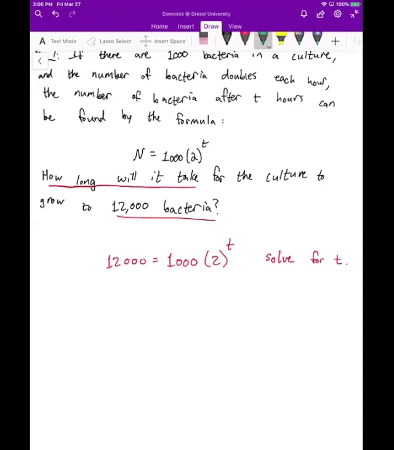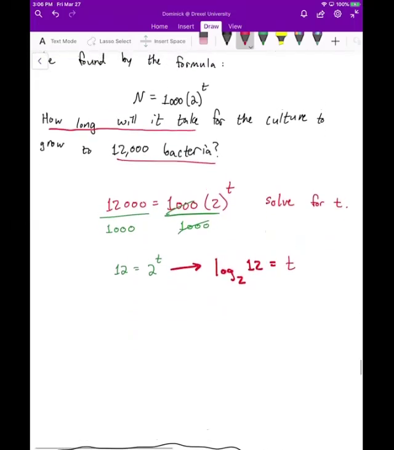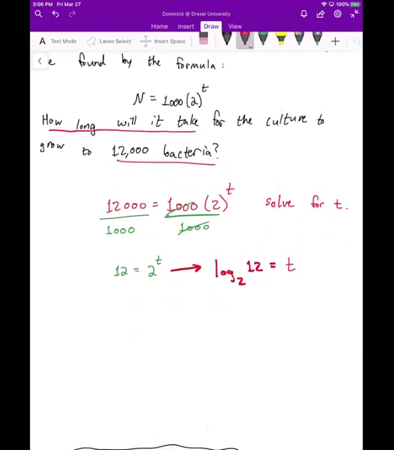All right, so how do we do this? Well, first we'll divide both sides by 1,000. All right, so if we do that, then we're left with 12 is equal to 2 to the t. All right, so now if we convert this to logarithmic form, we're going to have log base 2 of 12 is equal to t. And of course, here we just need the change of base formula again.